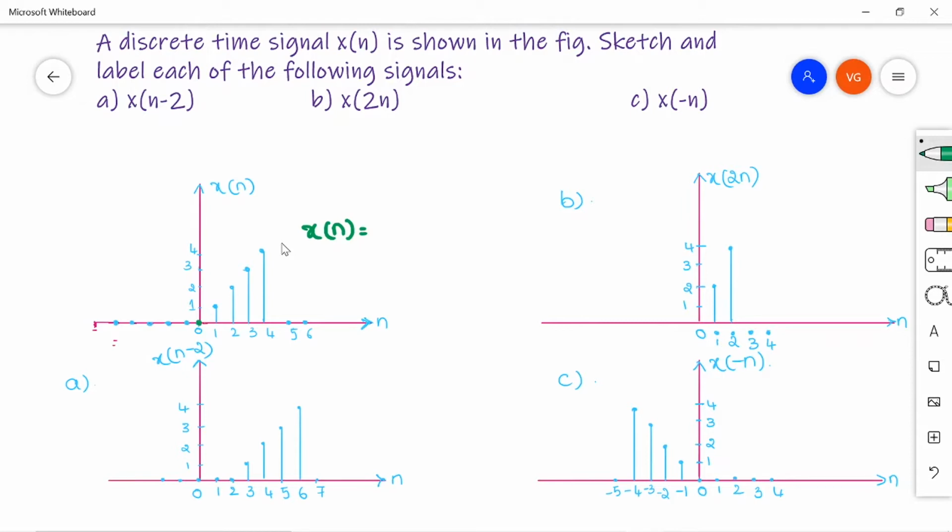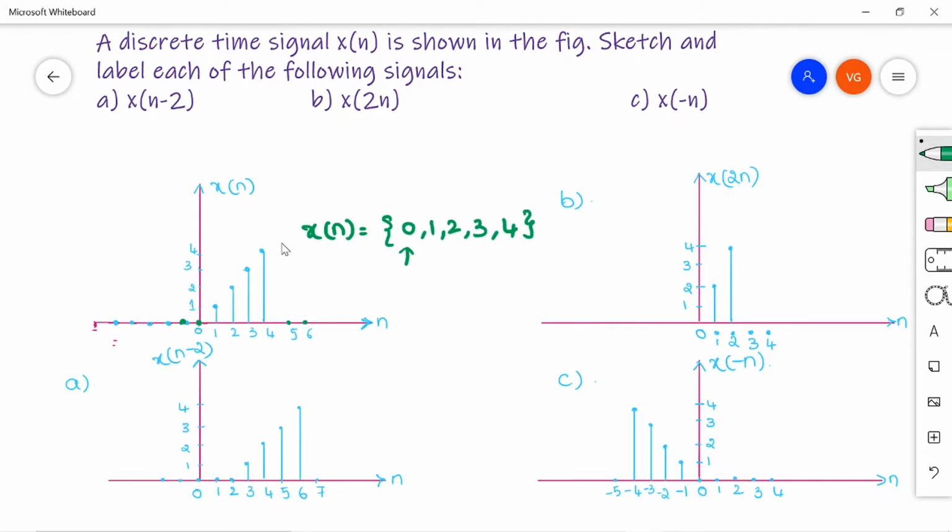So your x of n signal extends from 1 to 4, or if you consider this 0 also, then it will be 0 to 4. So 0, 1, 2, 3, 4, where my 0 is here. Elsewhere your amplitudes are zeros, right? Now the first signal they have asked here is x of n minus 2.